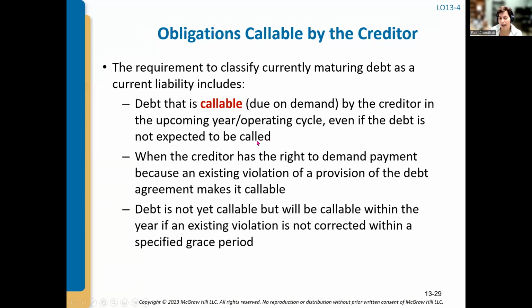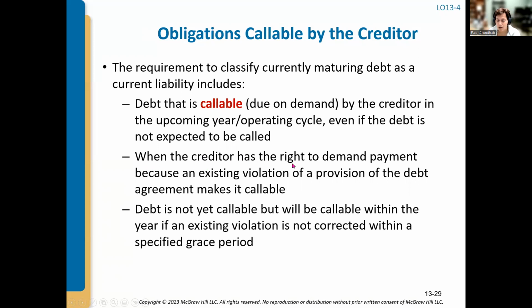So which means if I have a 20-year debt and the creditor has a right to call it in the 10th year, in the 9th year, I have to reclassify it as current liability, even if it is not going to be called for the next 11 years. So I have to, simply because the creditor has a right to call it.